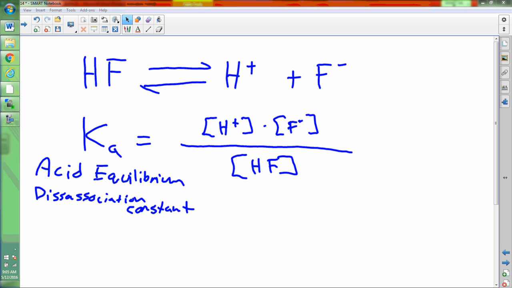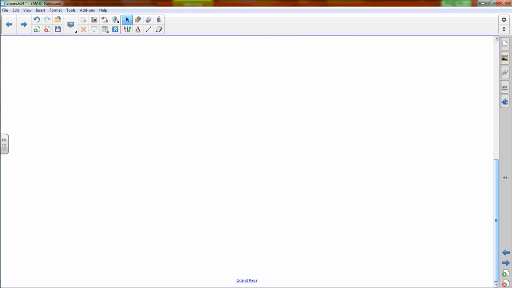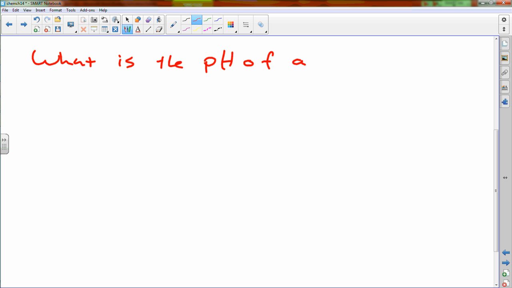Now the way we're going to use it is we're going to use given Ka values to find the pH of a solution, and we're going to do that using what's called an ice table. The best way to show you is just to do a problem. We'll do this simple so we don't have to find molarities. We'll ask, what is the pH of a 0.3 molar solution of HF?